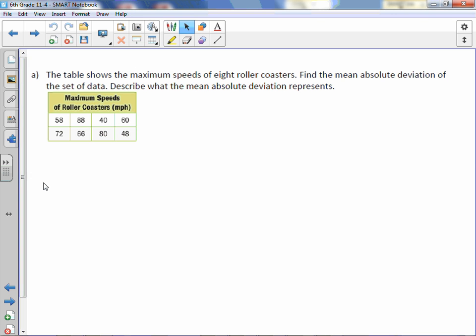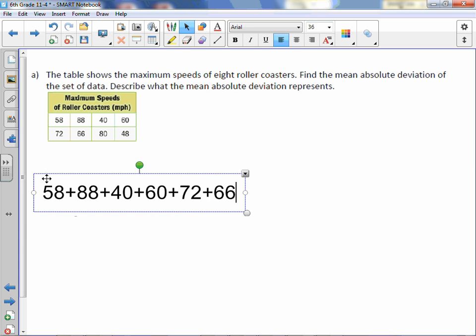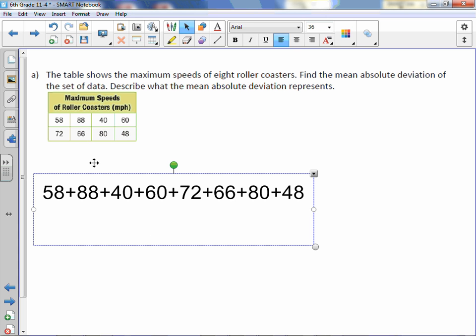So the first thing we need to do in order to find the mean absolute deviation is to find the mean. To find the mean, we have to add up all the values and divide by the total amount of data there are. So let's go ahead and add up the data values. 58 plus 88 plus 40 plus 60 plus 72 plus 66 plus 80 plus 48. And we're going to divide that by 8 data values.